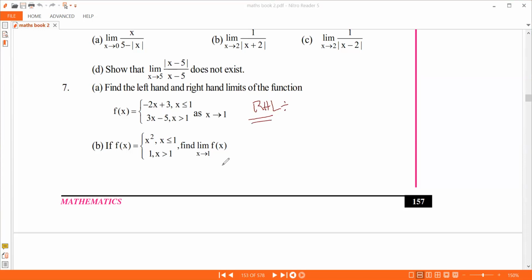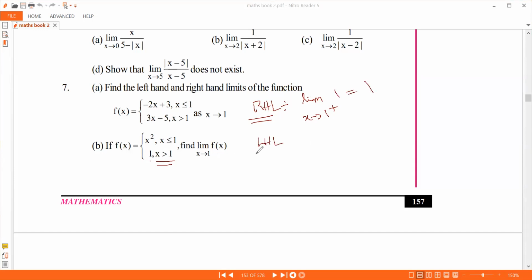Right hand limit. So what I have to do is limit x tends to 1 plus. That means the limit is exceeding 1. Exceeding 1 case is this. So that is f of x value is 1, they have given. So that is anyway 1.